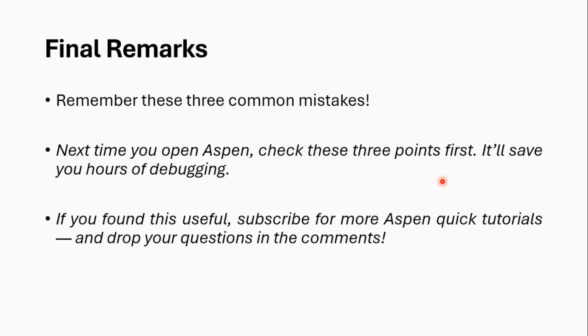So the final remarks of today's video are that you should remember these three common mistakes: the property package, the stream specifications, and the convergence issues. Next time you open Aspen, check these 3 points first. If your simulation file is okay, that's fine. But if you are encountering errors or difficulties, please make sure that these 3 points are checked. And obviously, if you look at these 3 points, you will get your simulation towards a solution.